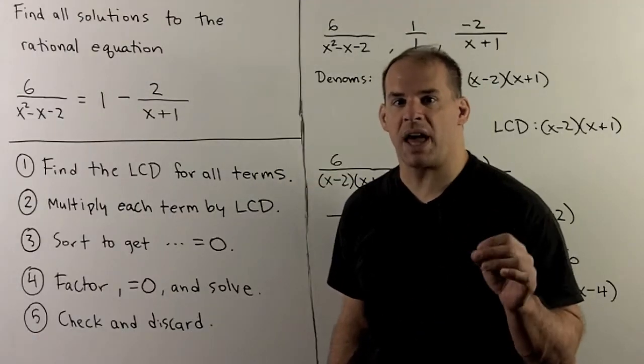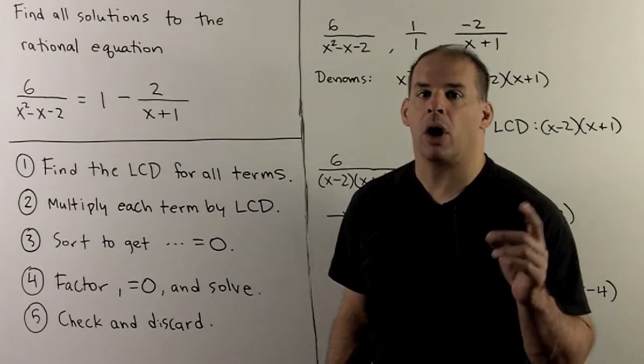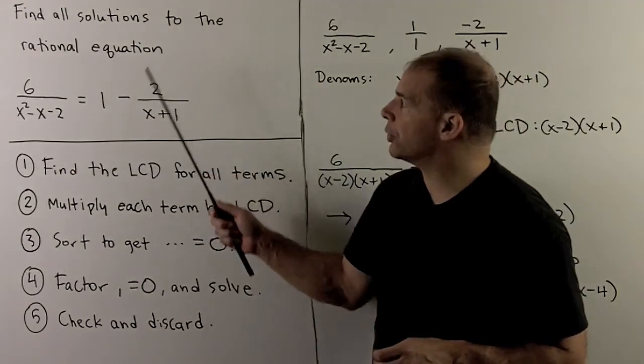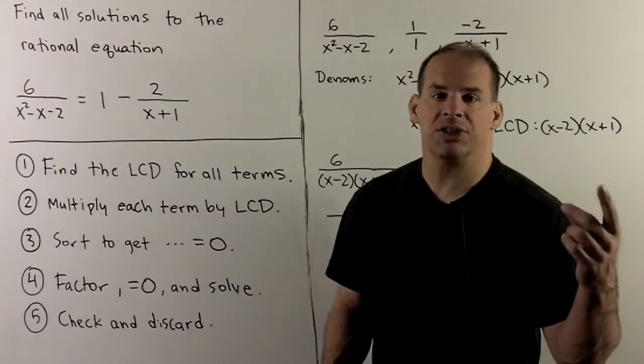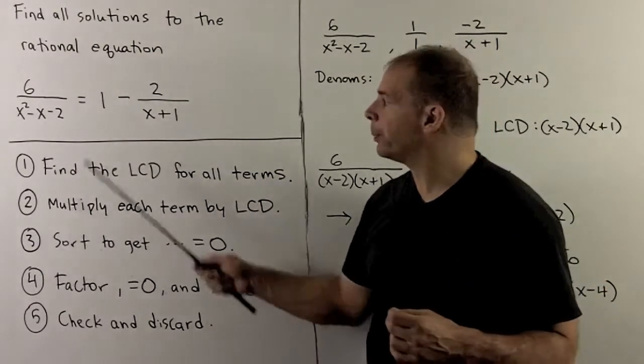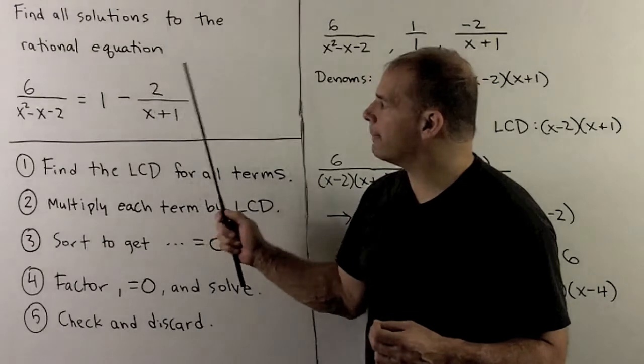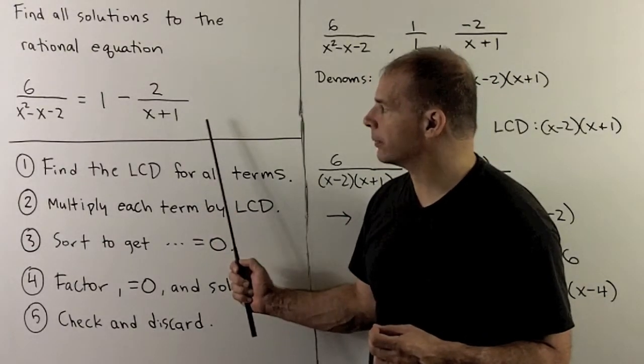Here's another example of solving a rational equation. Our problem: I want to find all solutions to the rational equation 6 over x squared minus x minus 2 equals 1 minus 2 over x plus 1.